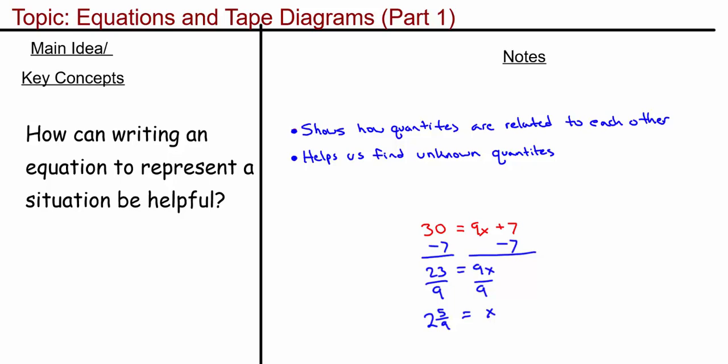Okay, for our summary, how can writing an equation to represent a situation be helpful? Well, when we write an equation, it can show us how quantities are related to each other. We can see that this amount here is the same as this expression over here, and it helps us find unknown quantities.